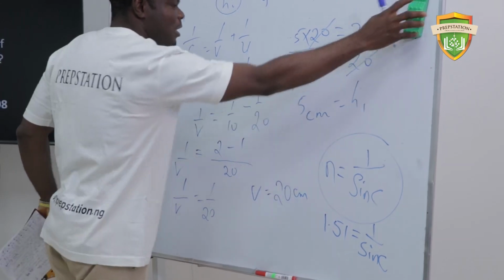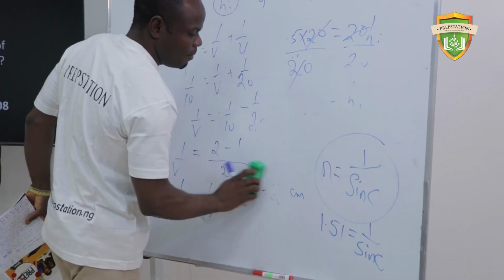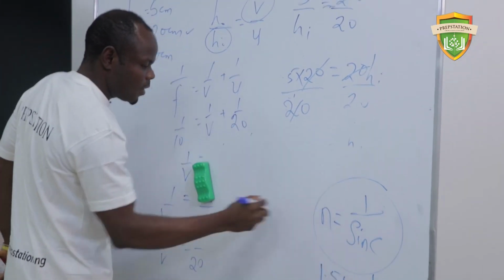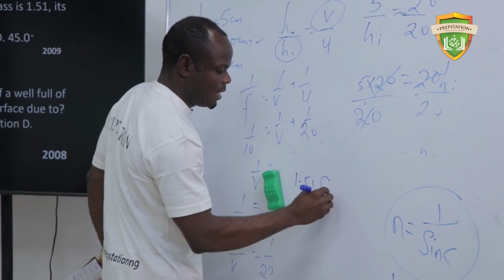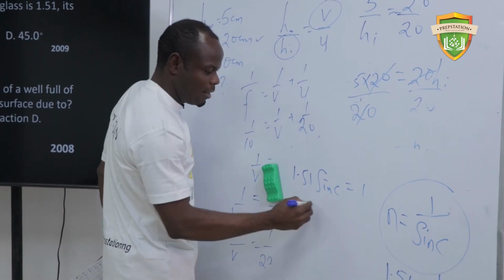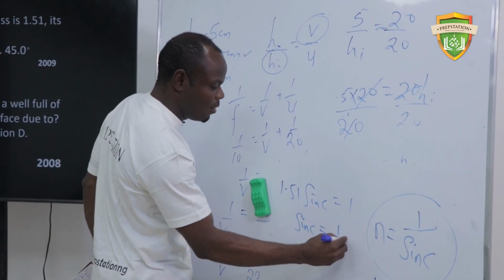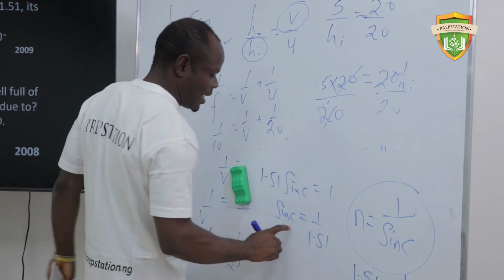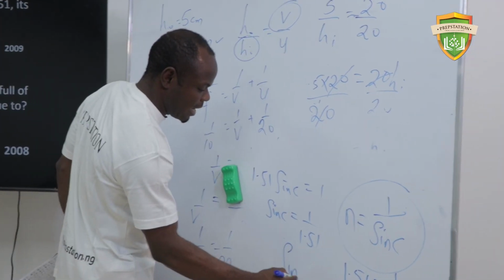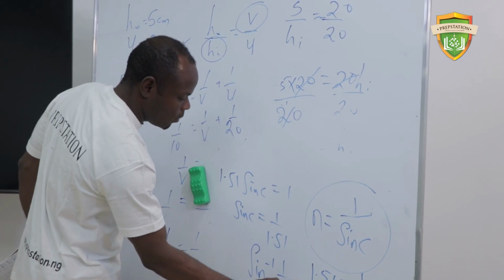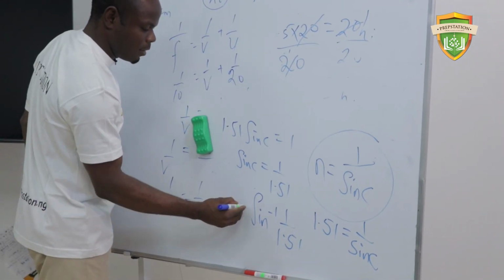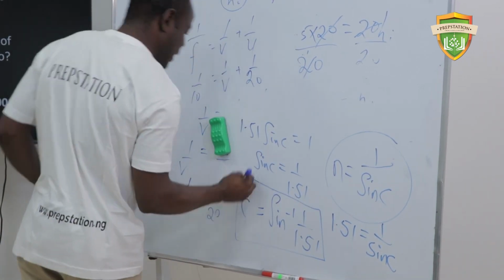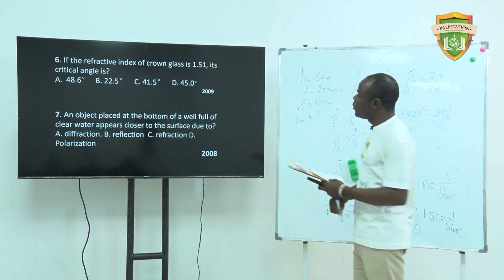Refractive index is 1.51, which is the N here, equal to 1 over sine C. We need to determine the value of C. We simply cross multiply and find the inverse. Okay, let's do that together. So that's 1.51 sine C equal to 1. Therefore, sine C will definitely be 1 over 1.51. So in order for me to get my critical angle, I find the sine inverse of 1 over 1.51. That definitely will give you your critical angle. And that is going to be what?